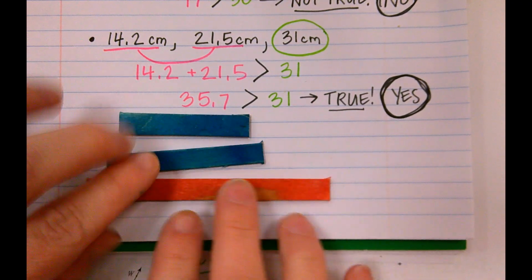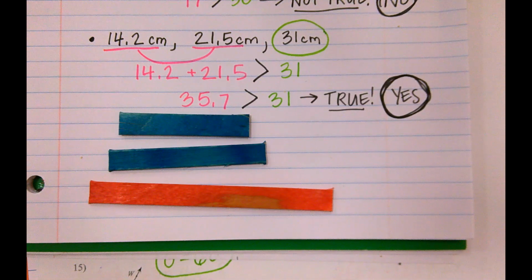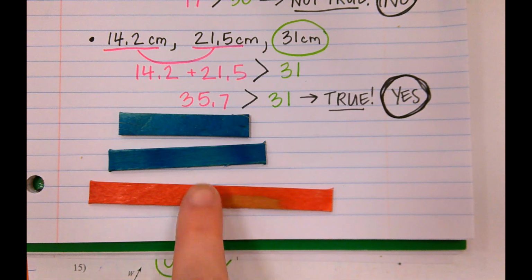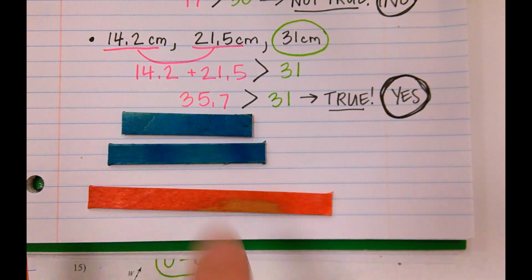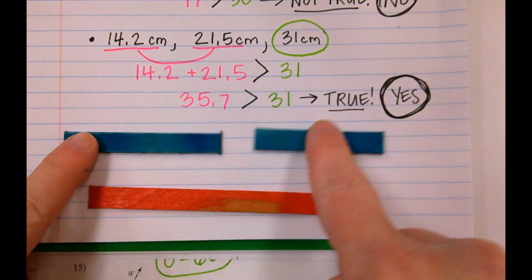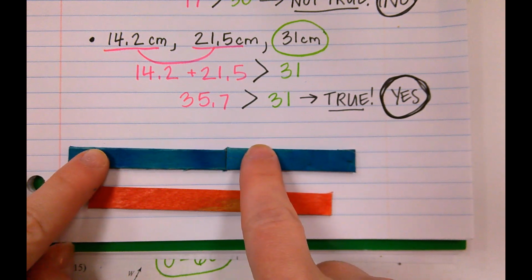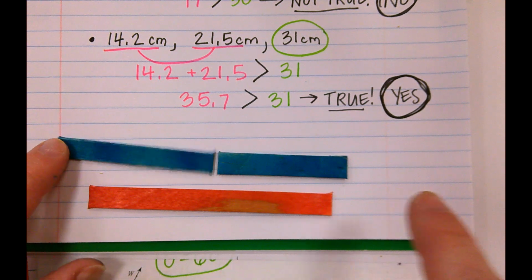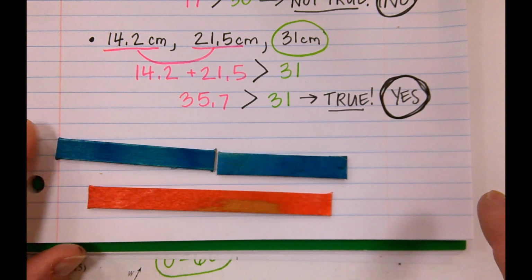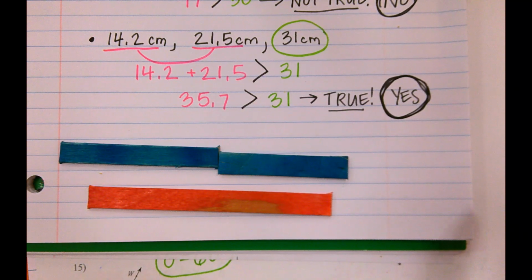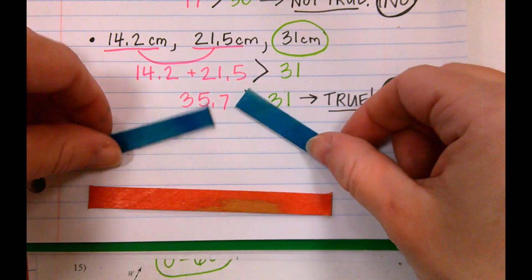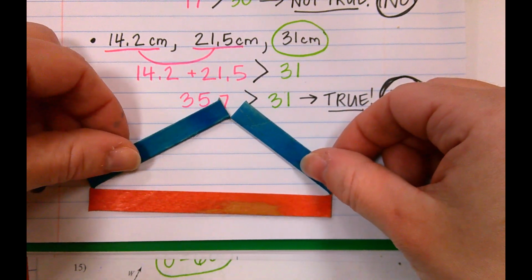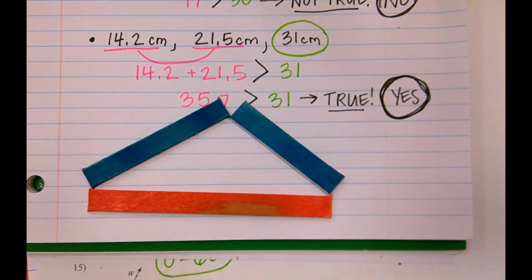So these are my 3 side lengths. Which one's the biggest? The red one. So let's see if these 2 lengths added together are bigger than the longest length. Are they bigger? Yeah, they are. So the answer would be yes. And I can prove that because whenever I put them together, they do make a triangle.